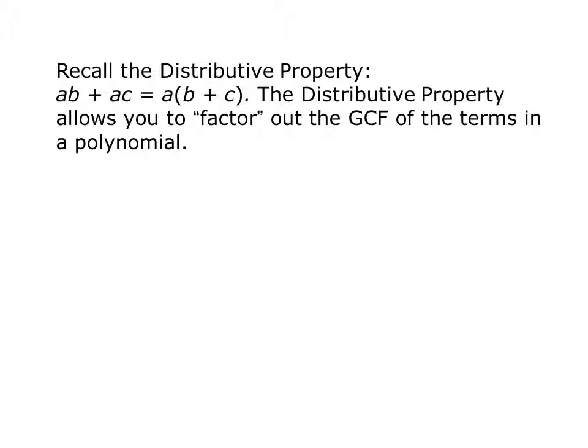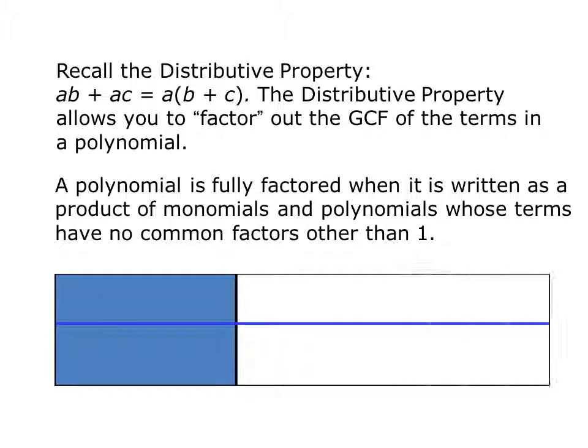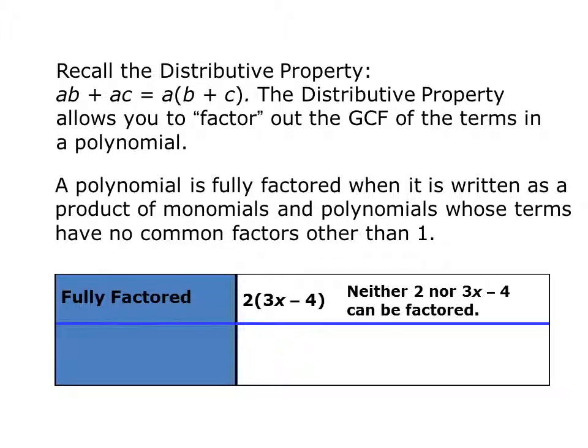Now, this will remind you about the distributive property. Remember, you may not remember the distributive property on the left side, but you do remember it on the right side. Okay? Now, if you look carefully at the bottom of the graph here, what we are looking at on the right side is 2 times the quantity of 3x minus 4.